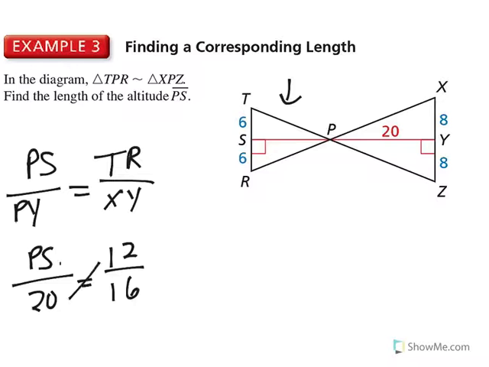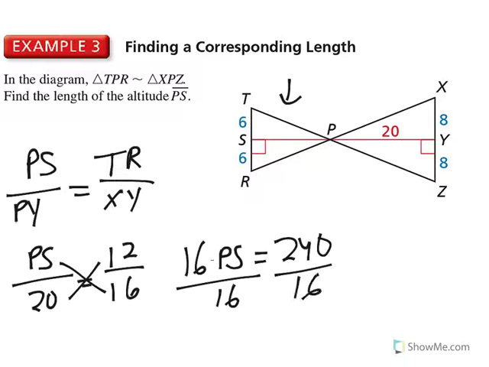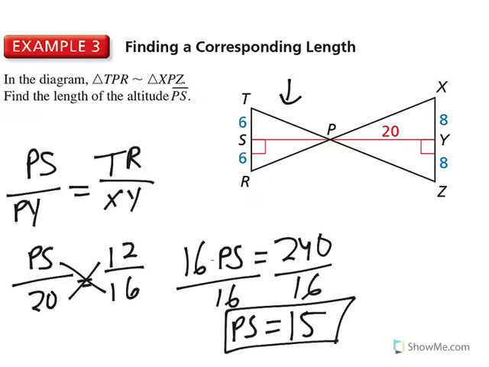And then again, I just cross multiply. So I would have 16 times PS would equal 20 times... And then I need to divide by 16 to get PS by itself. And so I get that PS has a length of 15.